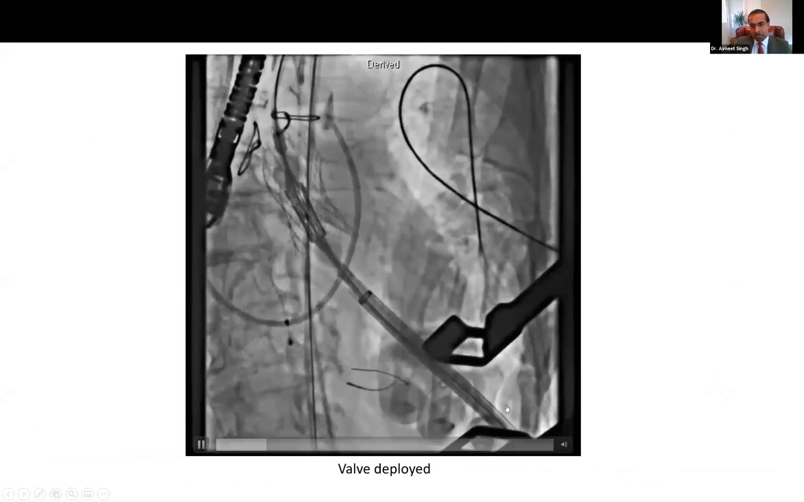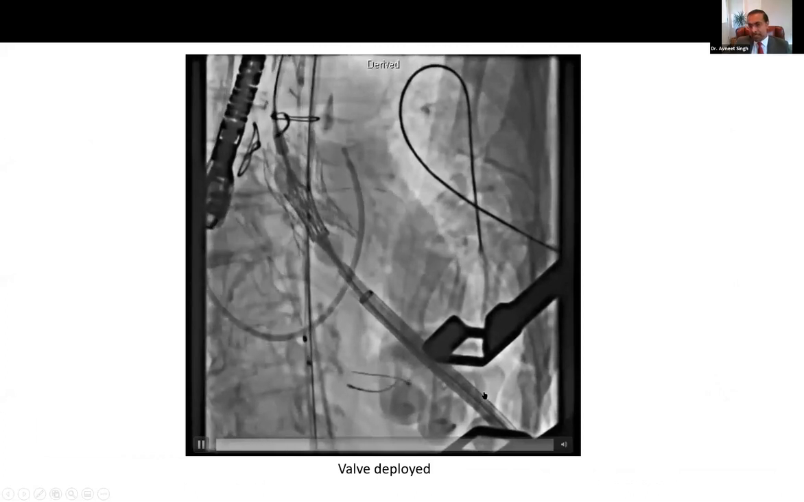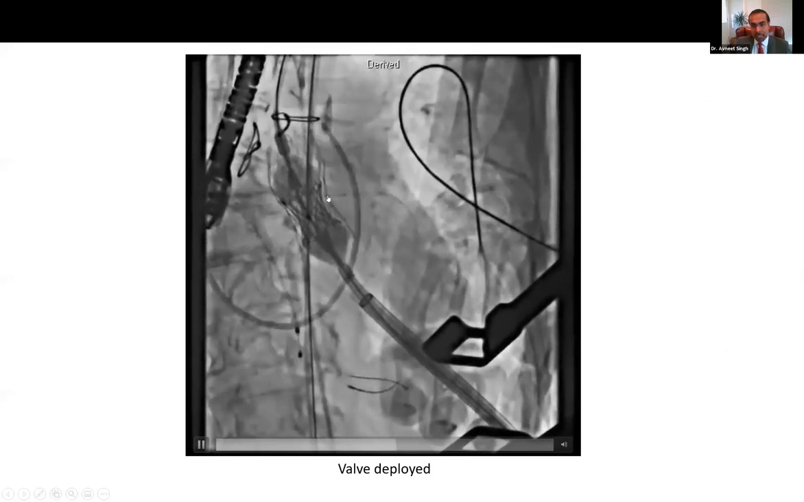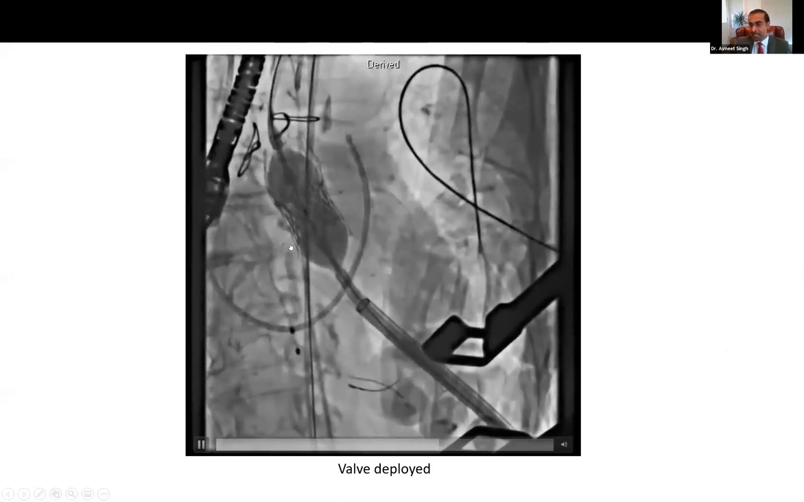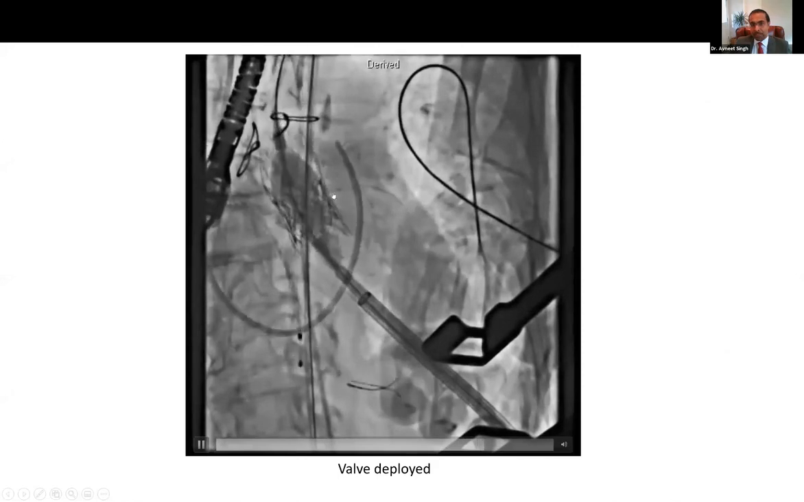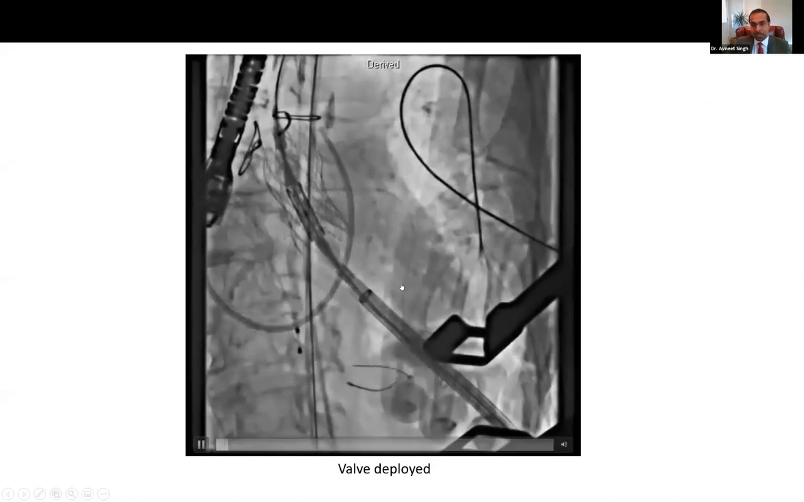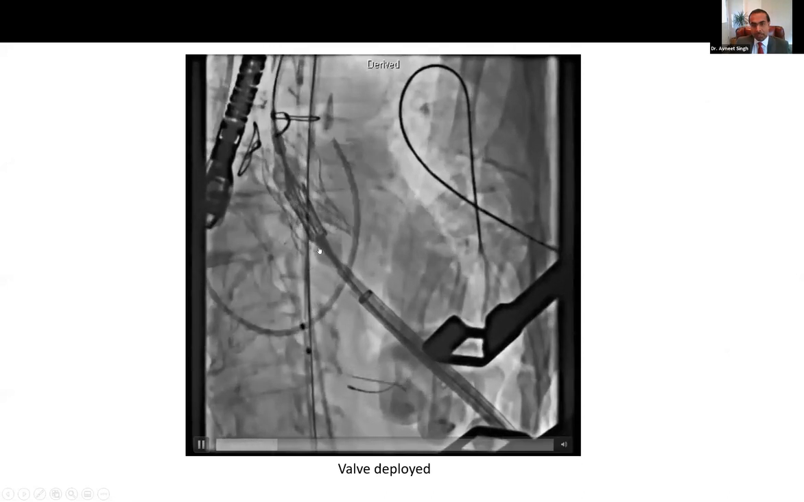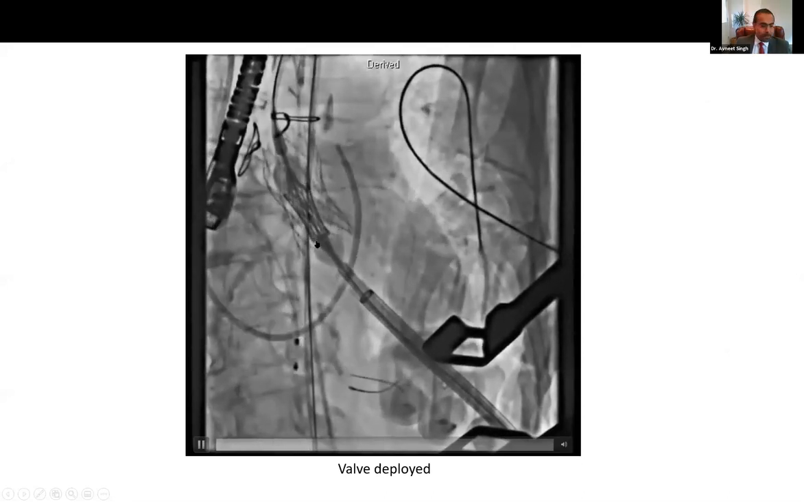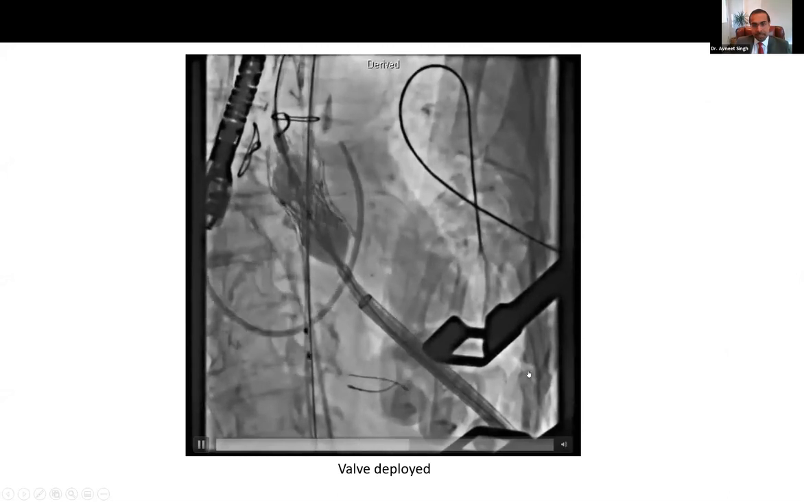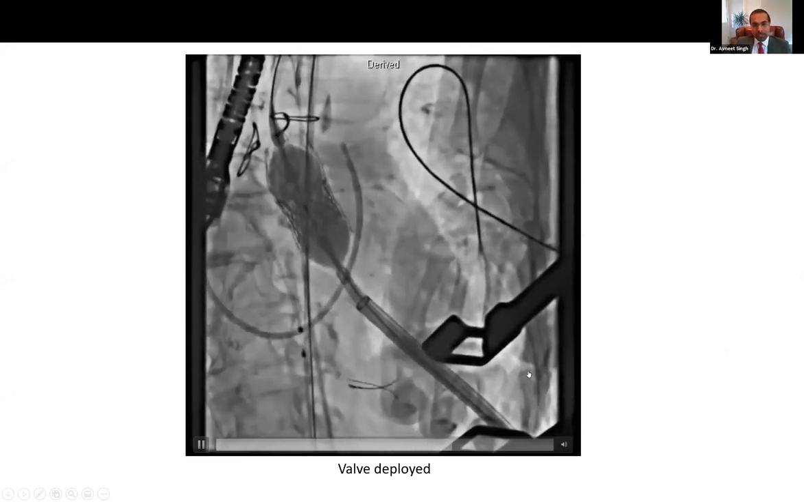It was a transapical approach because there was no alternative access available. After we did that, we left the balloons parked in the stent, in case the stent gets deformed, so that we have the ability to redilate the stent with the same balloon. We went from the transapical approach, did the rapid pacing run, and deployed the valve. This went without any issues.